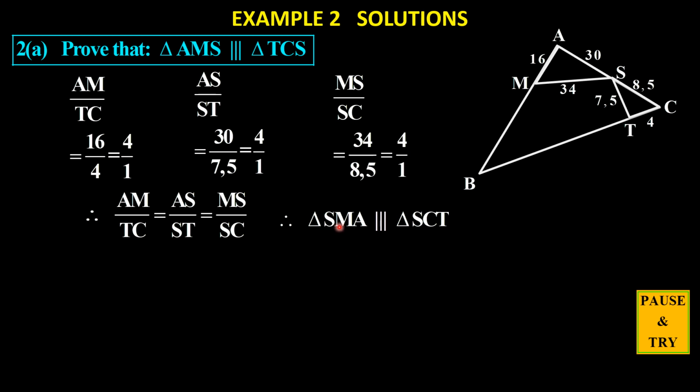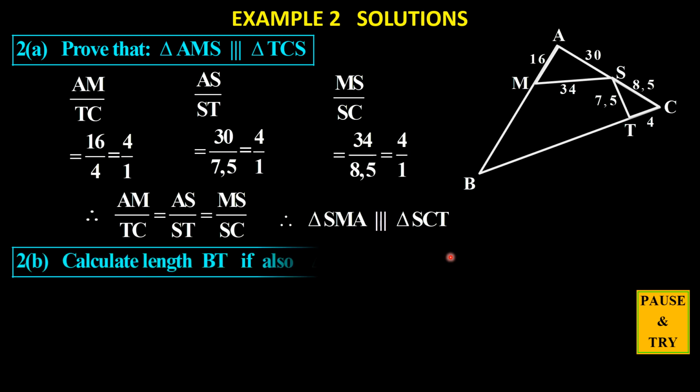We can just double check. S goes with S. That's exactly what they wanted. S with S. M with angle C. M goes with C, and A goes with T. Right? So there we've got them in the correct order there.